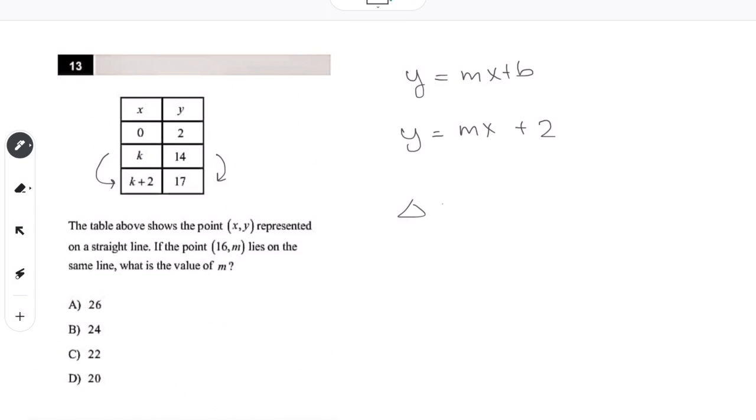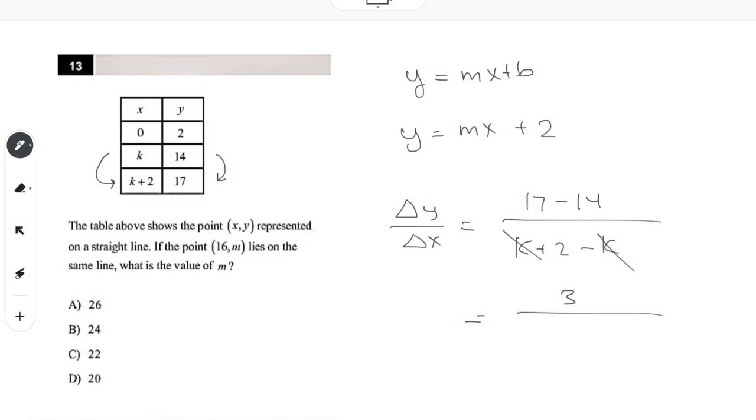To find the slope, we have delta y over delta x. Remember, the y always goes on top, so delta y over delta x gets us 17 minus 14 divided by k plus 2 minus k. And so here you see what I was talking about. These k's cancel out, so we have 3 over 2 as the slope.